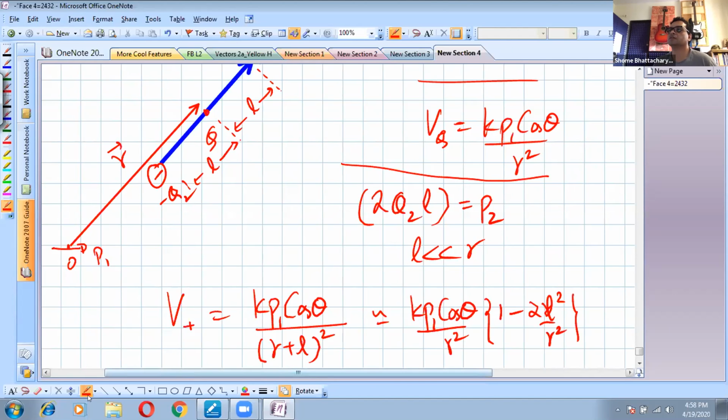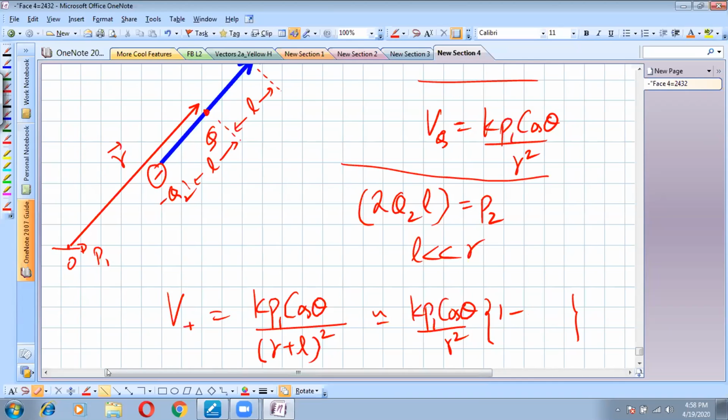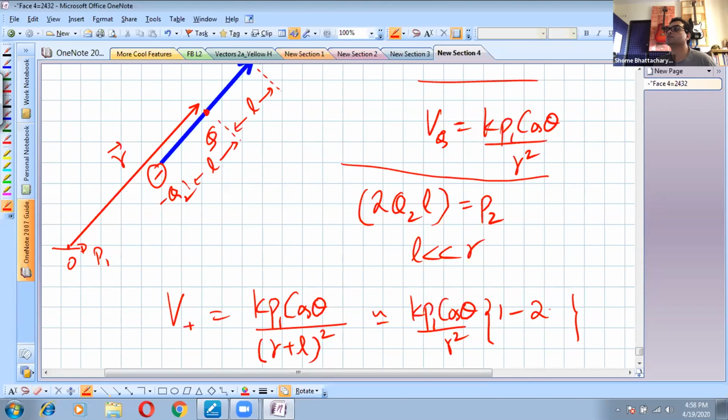Are you getting this? I've just done a binomial approximation. Now take R common from R minus 2L. So R by R, right? Yeah, we had 1 plus L by R to the power minus 2. So it becomes minus 2L by R. Right? So this is approximately the potential at the position.